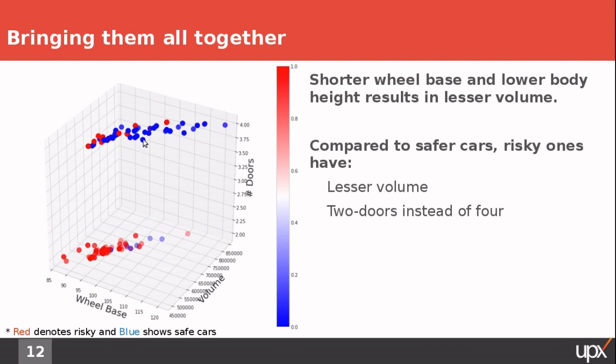And on the top level, on the four-door category, there are mostly blue dots, indicating that most of them are safer vehicles. And the red dots are tending towards a shorter wheelbase and smaller volumes.